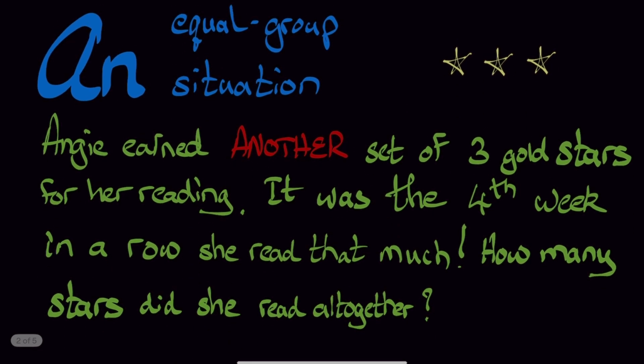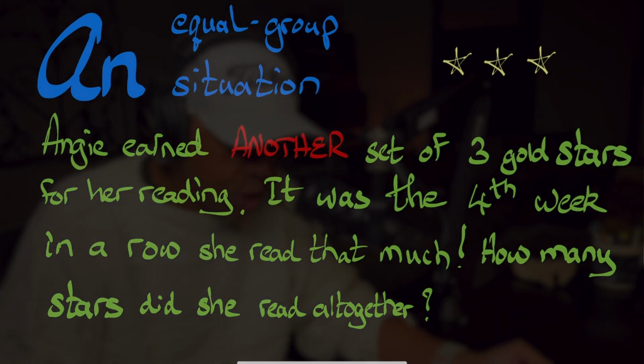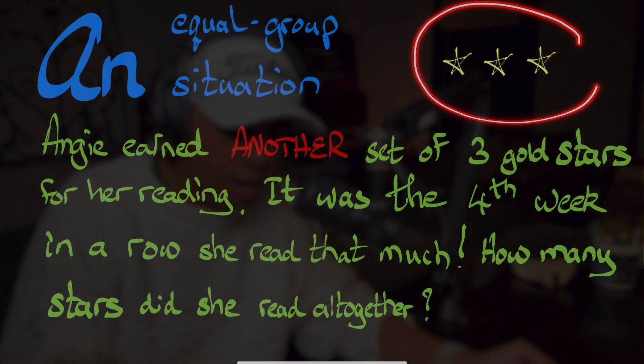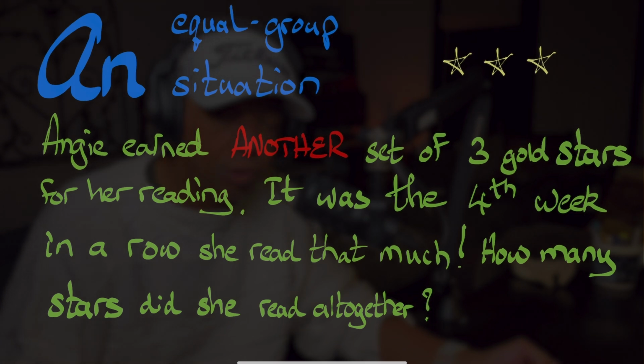The first equal group situation that we'll look at involves this girl named Angie, who's earned another set of 3 gold stars for her reading. It was the 4th week in a row that she read that much. And the question we're supposed to find is, how many stars did she read altogether? So we have 3 gold stars for her reading each week, and she has 4 weeks.